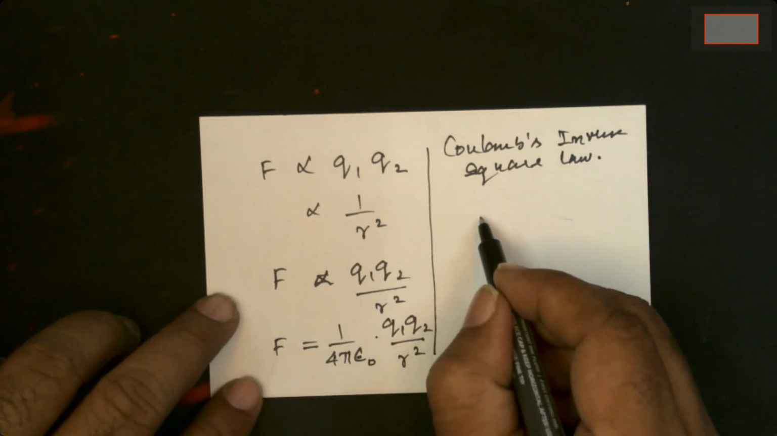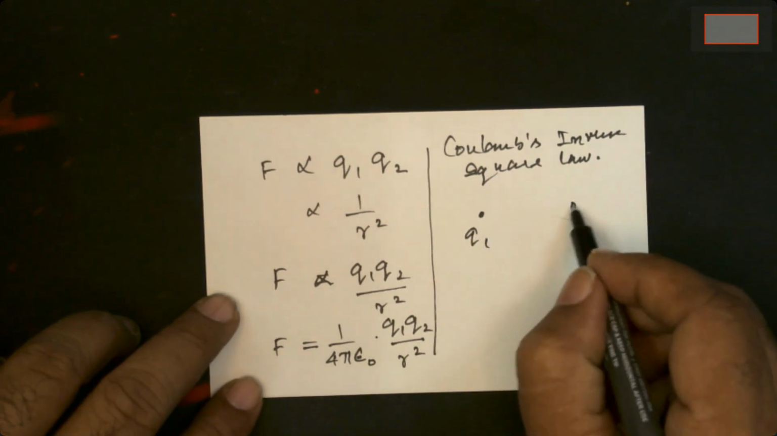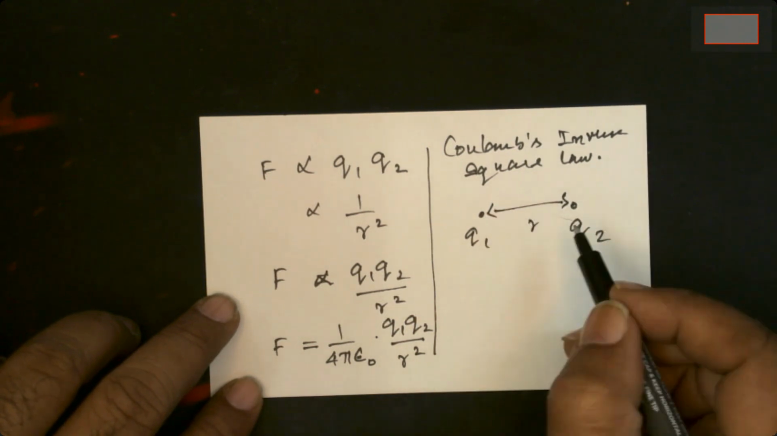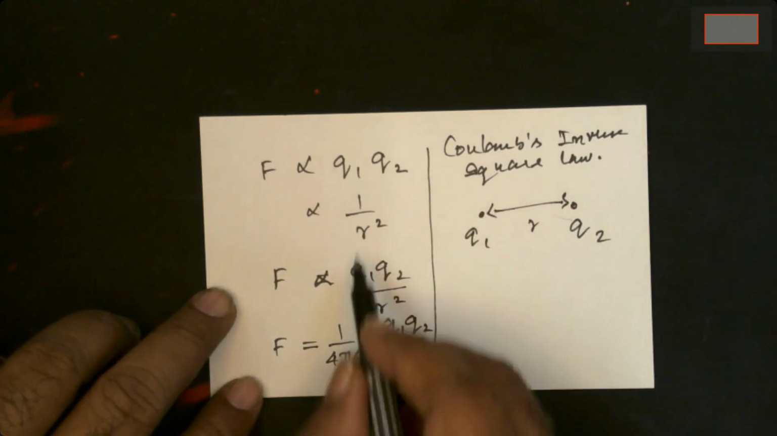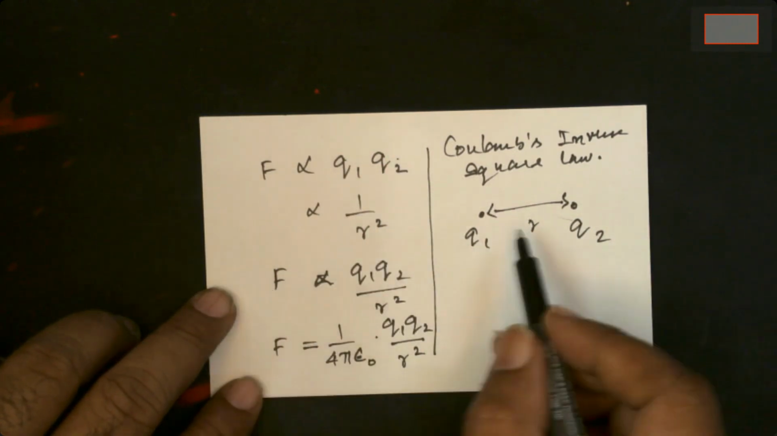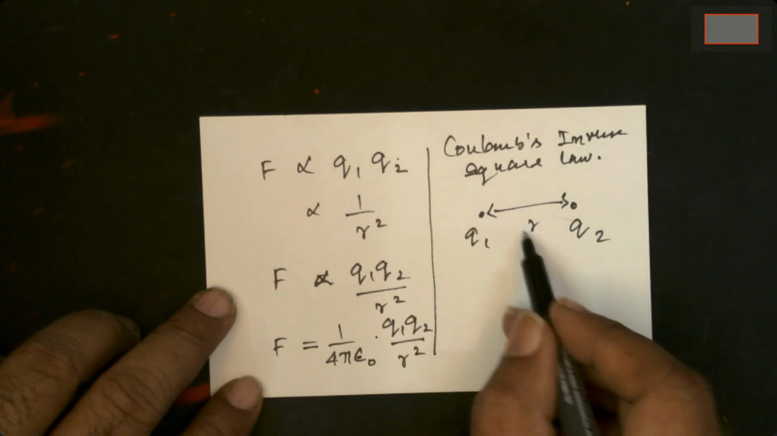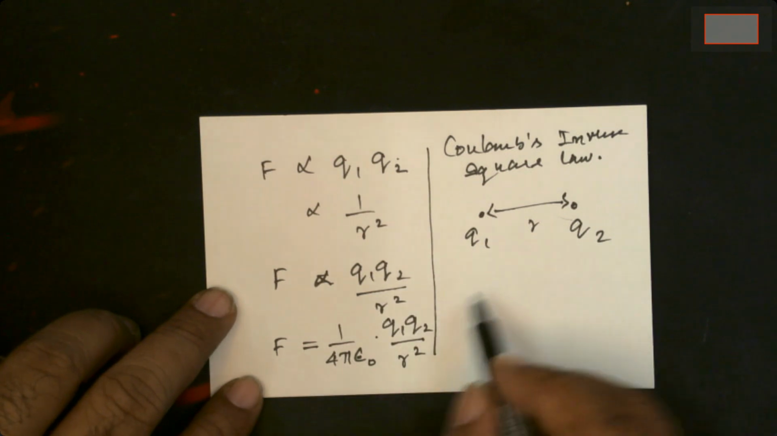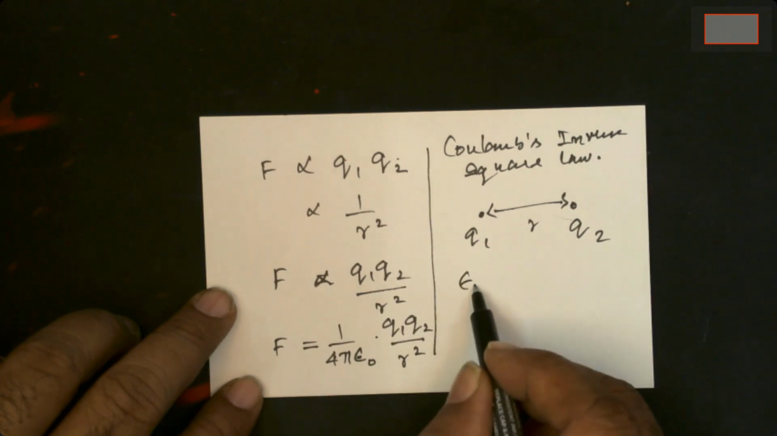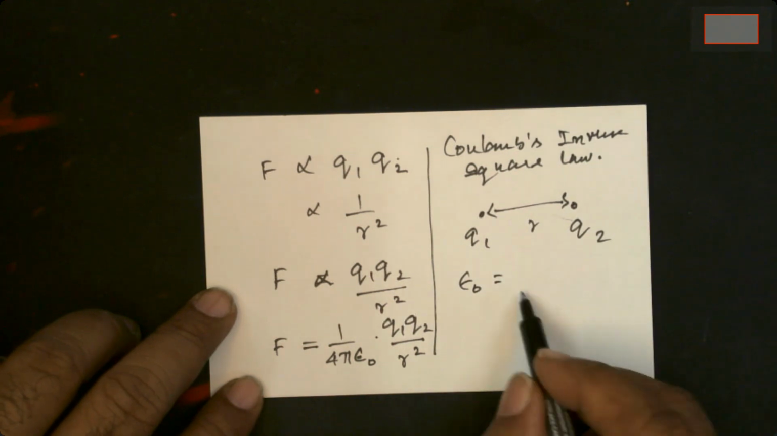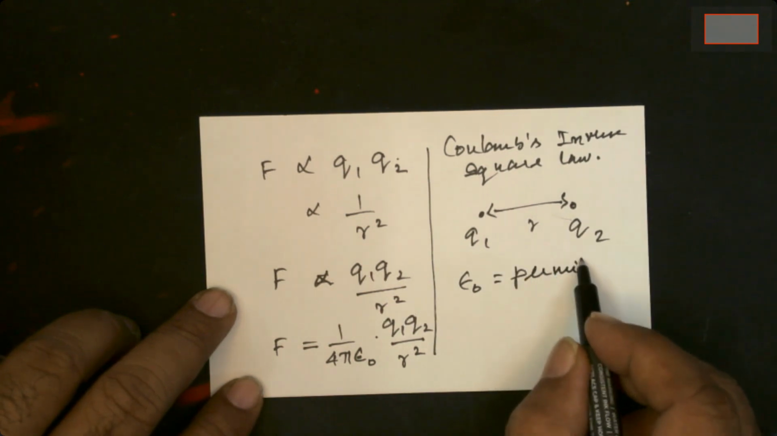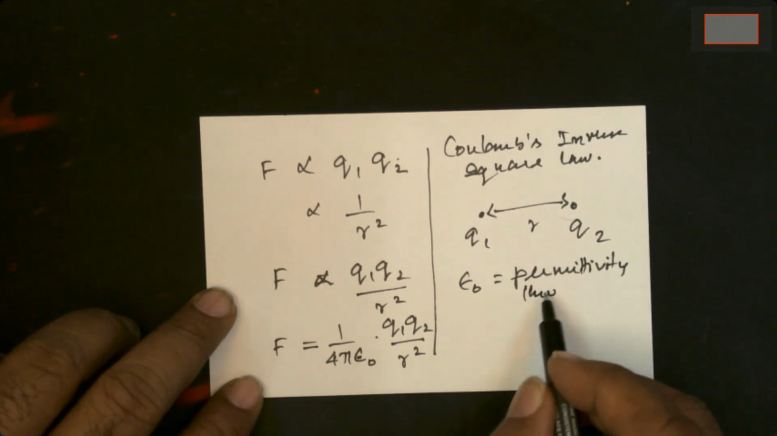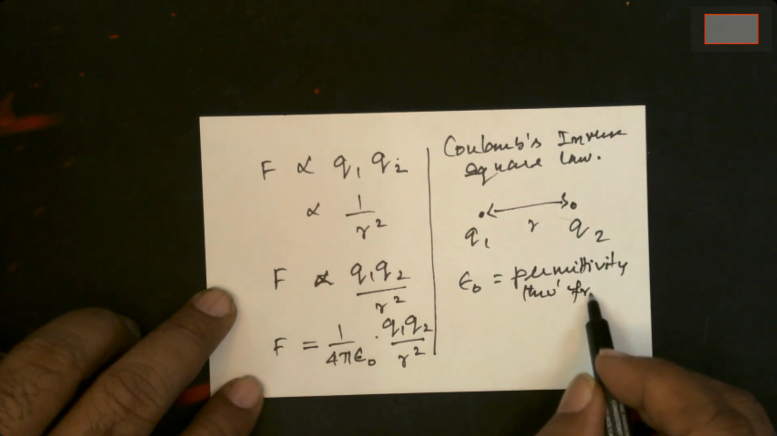Where, let me consider a charge Q1, another charge Q2. The distance between them is R, right? So Q1, Q2, two point charges. The distance separated is R. So it is inversely proportional to the square of the distance. And epsilon naught is the permittivity of free space, permittivity through vacuum or free space.